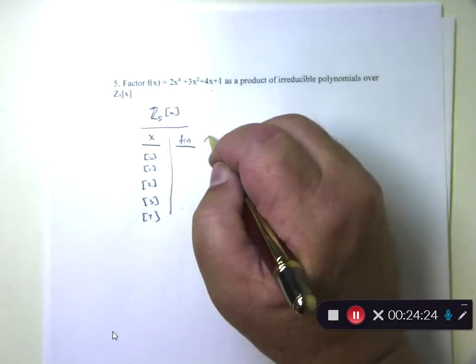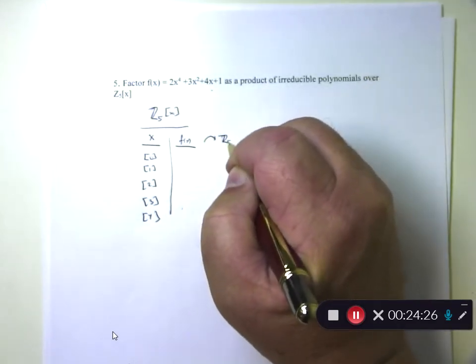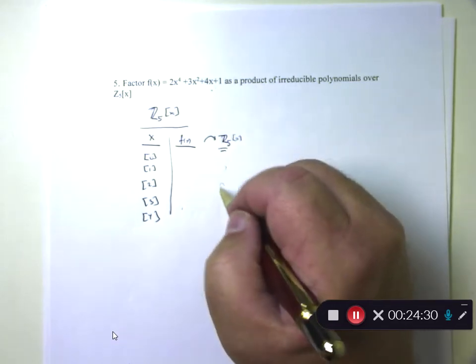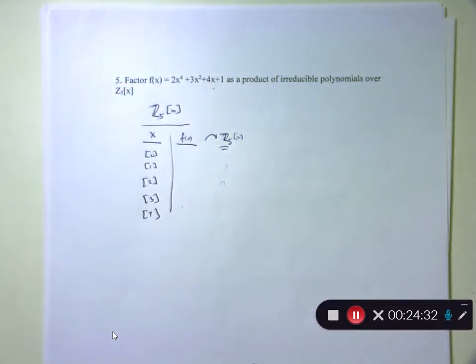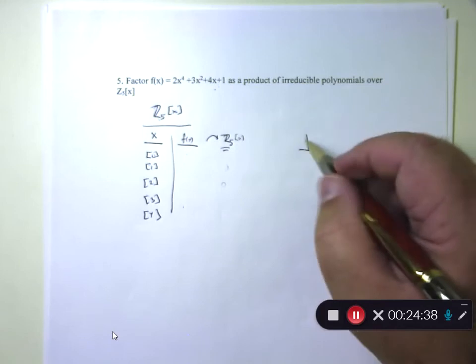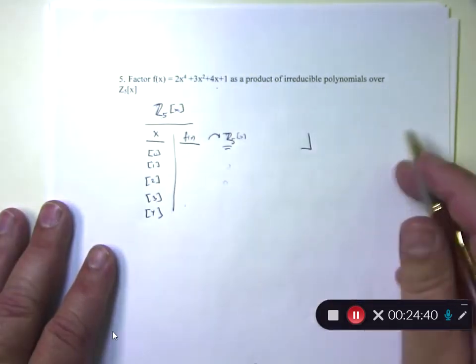But then I'm going to have to convert them back to those Z5 numbers, and which ones are going to be 0 will end up being my roots. And so my roots, my zeros, whatever numbers they are, I'm going to do synthetic division on this guy, and I have to convert him back.